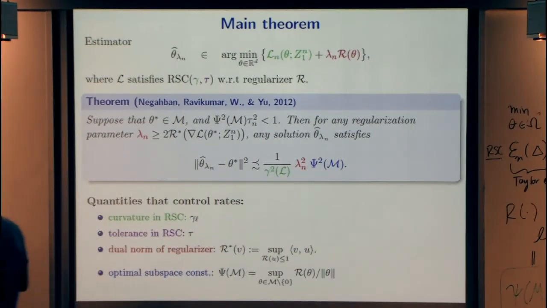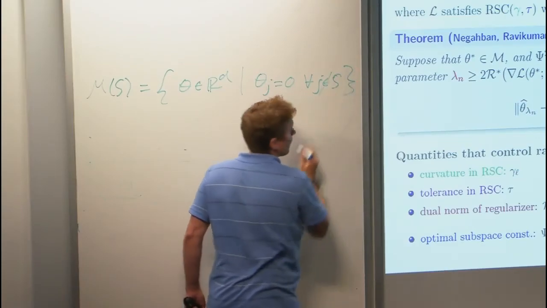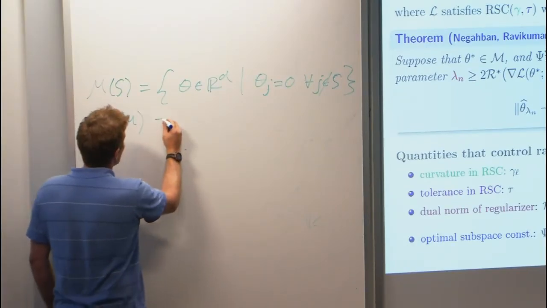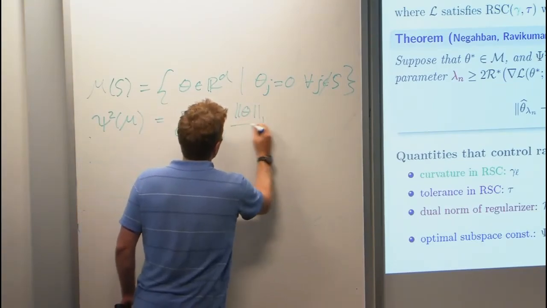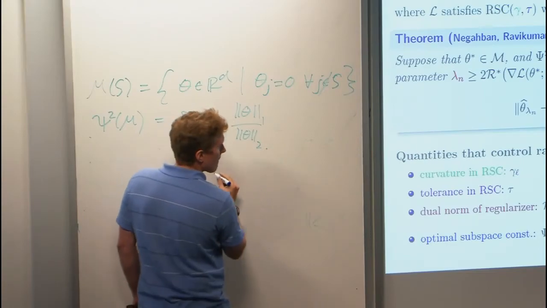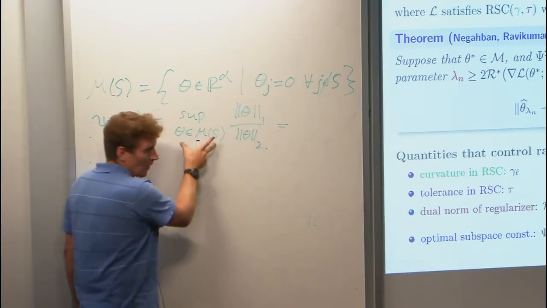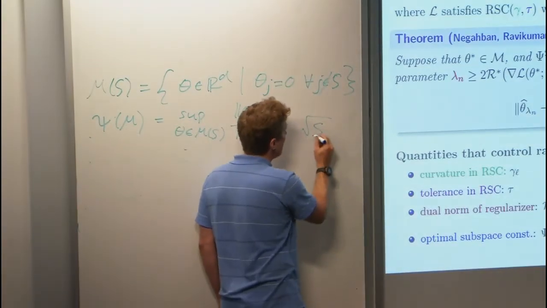Okay, so let me just rederive the Lasso very quickly as a corollary. Right, so for Lasso, what's your model subspace? You take M of S. It's a set of vectors in R^d that are equal to 0 when you're not on that subset. Right, that's a subspace. If I compute this psi squared of M quantity, it's the sup of vectors of the L1 norm over the L2 norm. Right? So these guys are S sparse. So what's the worst case? We did this calculation this morning. The worst case is root S.